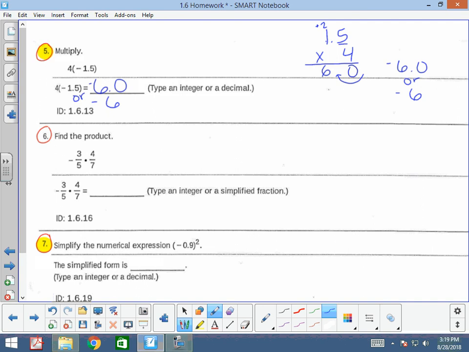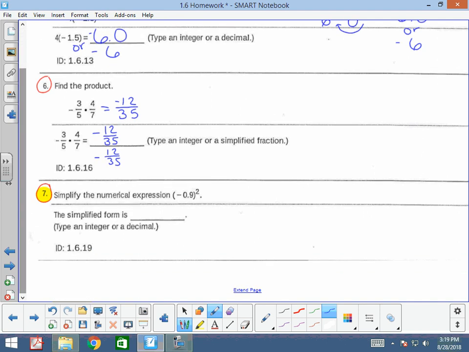I'll take either one. I think when we get to the math lab, my Math Excel, it will also take either one. All right, number 6, we're multiplying fractions. We're multiplying different signs, so our answer will be negative. Multiply across, so that's negative 12 over 35. And whenever you write your negative, make sure your negative is in front of the numerator or in front of the fraction bar, but not the denominator.